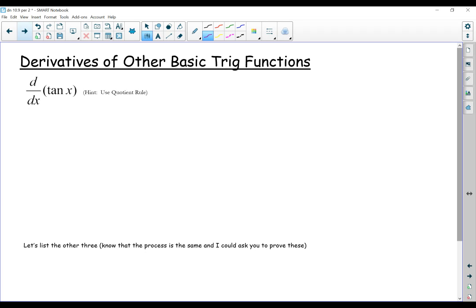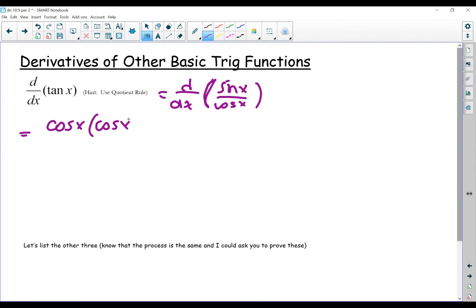So if I wanted to prove the derivative of tangent, I'm going to rewrite tangent as sine x over cosine x, using the quotient rule. Cotangent would just be cosine over sine. And now to take this derivative, since I have a low d high, high d low situation, it would just be low, d high, minus high, d low, over low, low.